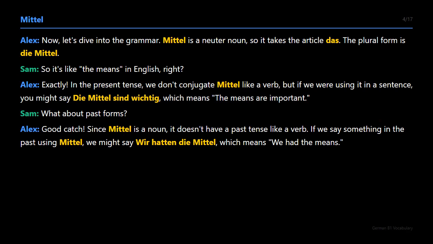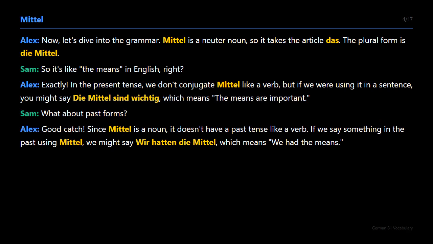Since Mittel is a noun, it doesn't have a past tense like a verb. If we say something in the past using Mittel, we might say, Wir hatten die Mittel, which means we had the means.